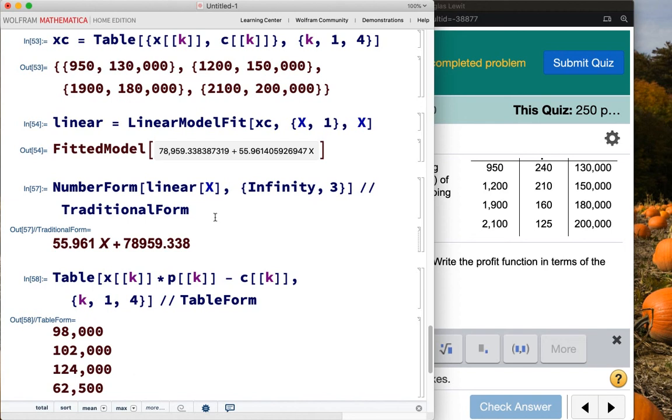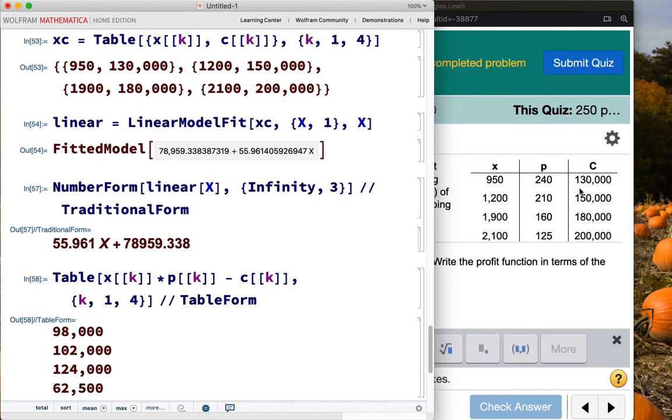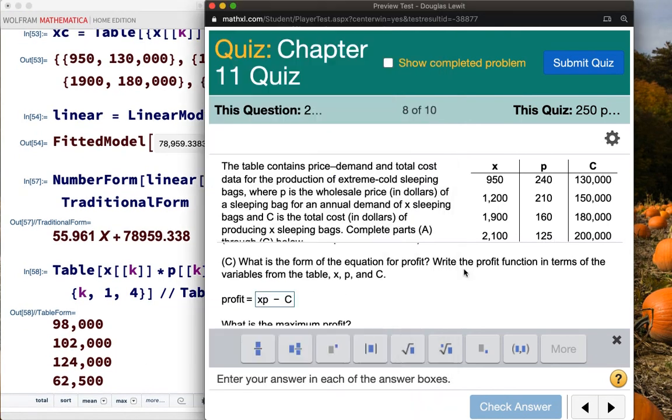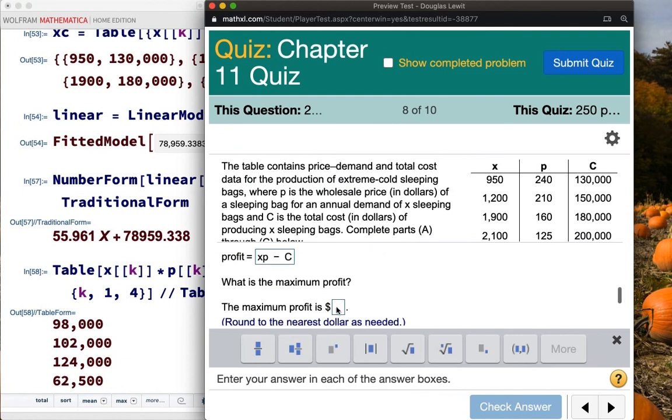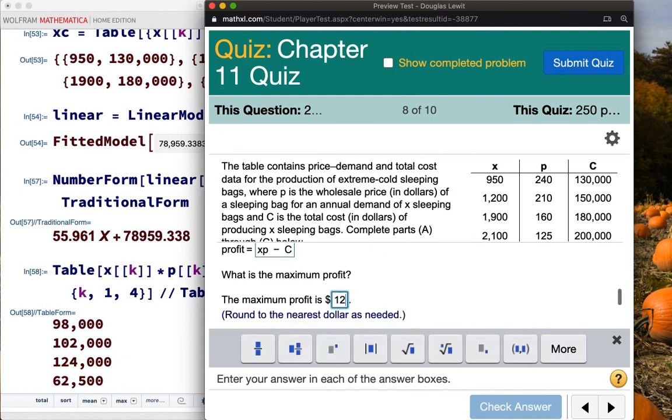Okay, so all I did was I took 950 times 240 minus 130,000. 1,200 times 210 minus 150,000. 1,900 times 160 minus 180,000. 2,100 times 125 minus 200,000. So the maximum of that is $124,000.